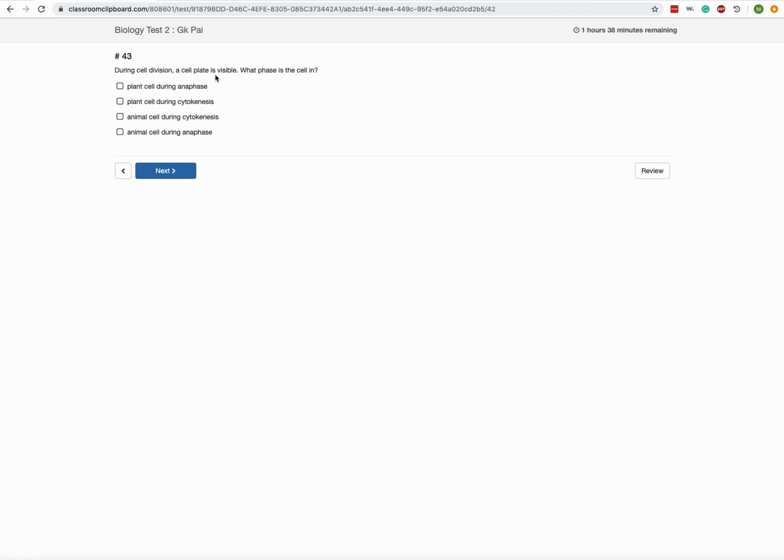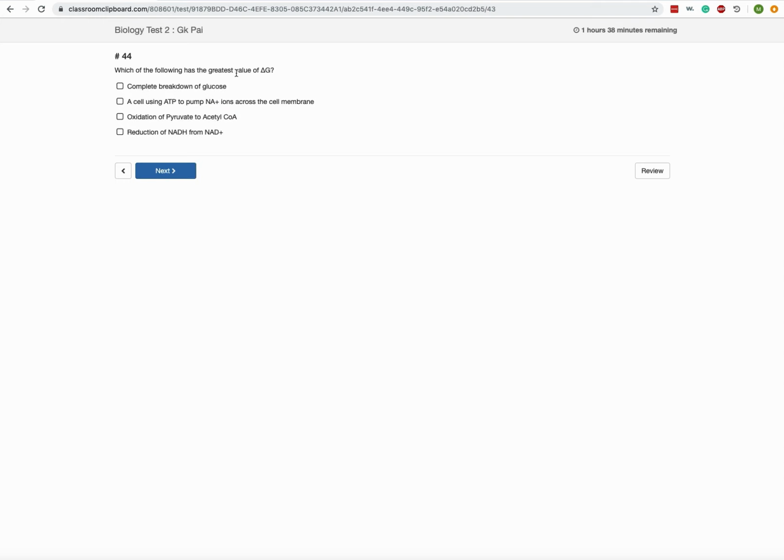During cell division, a cell plate is visible. What phase is the cell in? So in plant cells, they have a cell plate. In animal cells, they have a cleavage furrow during cytokinesis. So it'd actually be a plant cell because it has a cell plate. And it's during cytokinesis that it is visible.